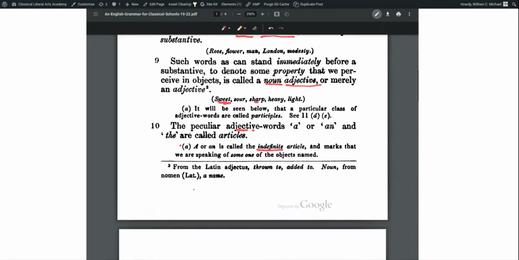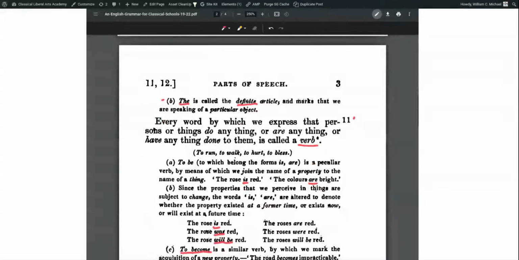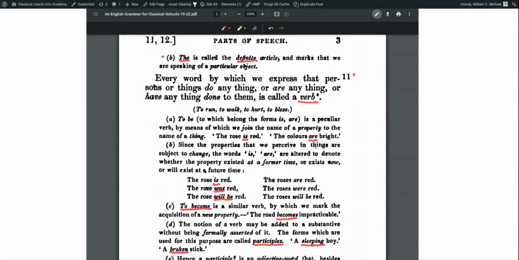Next, in Rule 10, we learned about articles. You should know what articles are, that articles are a kind of adjective word, and that there are two kinds of articles. Indefinite articles, like the words a or an, and definite articles, like the word the. Okay, the article. So we have substantives, adjectives, articles. Next, in Rule 11, we learn about verbs. Every word by which we express that persons or things do anything, or are anything, or have anything done to them, is called a verb.